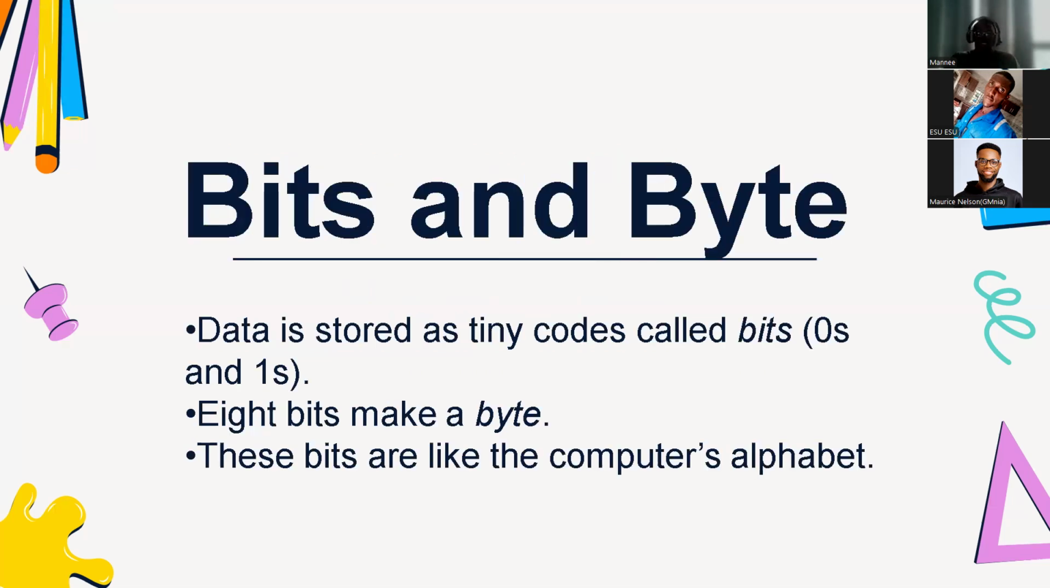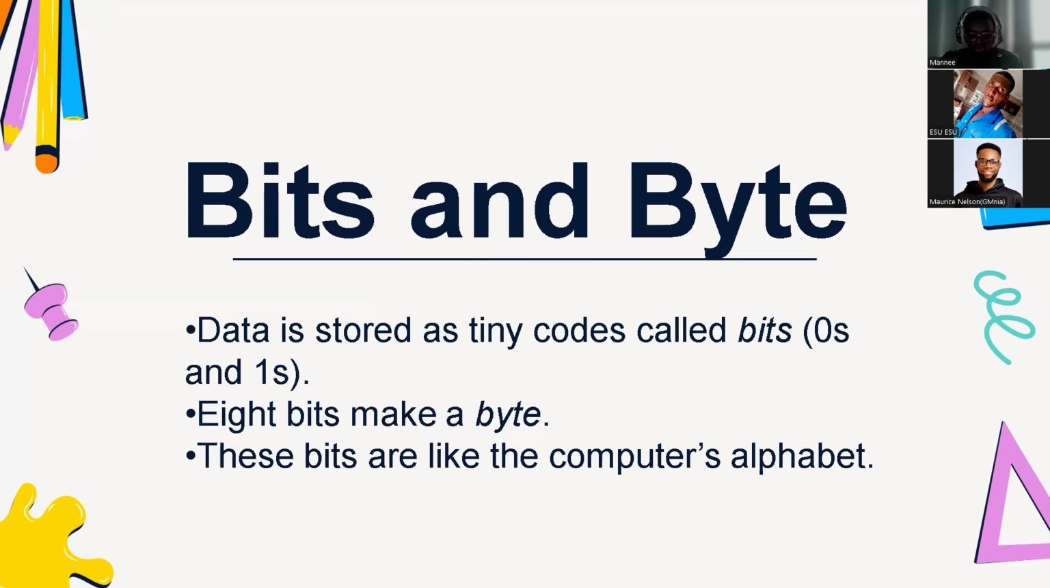Now, the data is stored in tiny codes or tiny parts that are called bits. These bits are known to be ones and zeros.